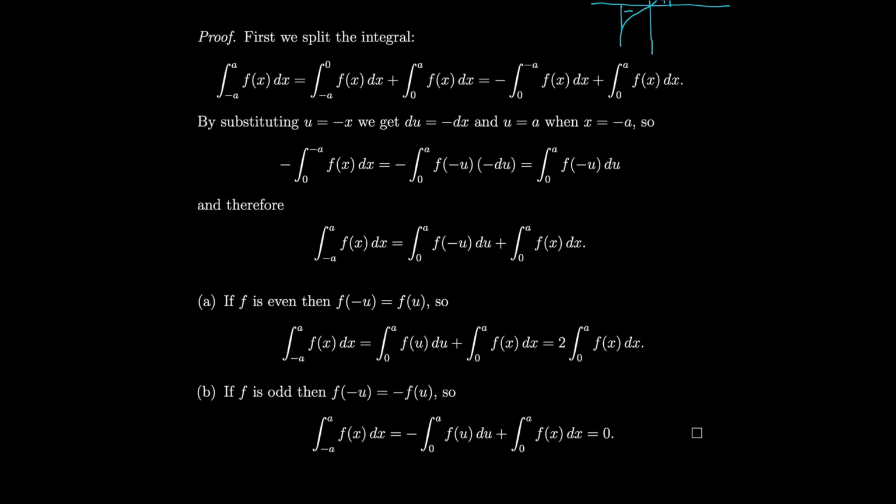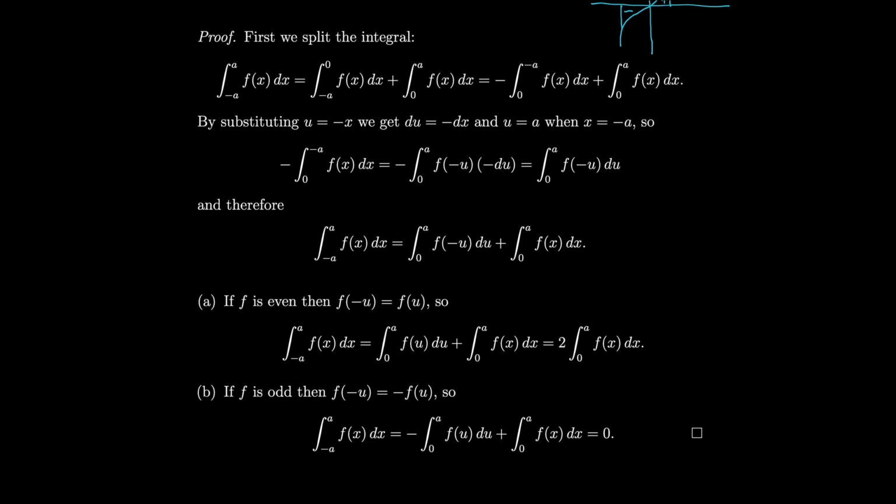So that's the exact same thing as taking this minus out, canceling it, and just getting the integral of f of minus u du from 0 to a. So we rewrite our integral. We started with this guy, so we start with it again. It goes now from 0 to a of f of minus u du, plus from 0 to a of f of x dx.